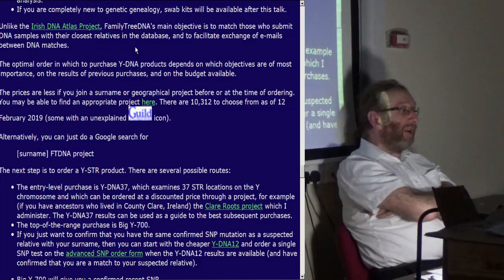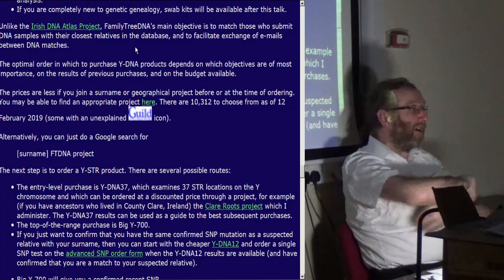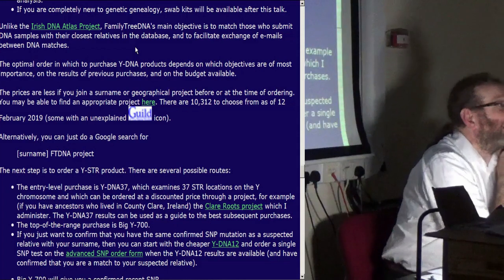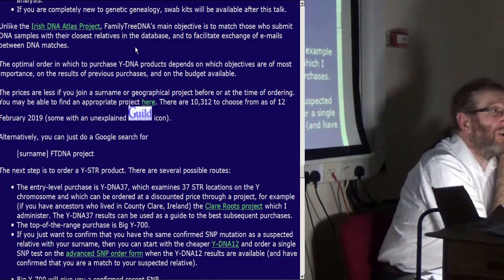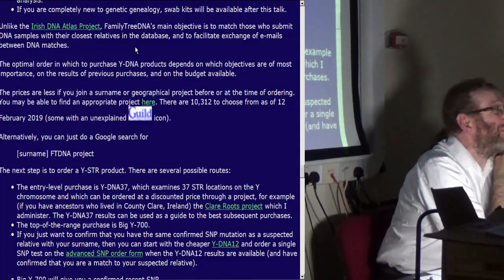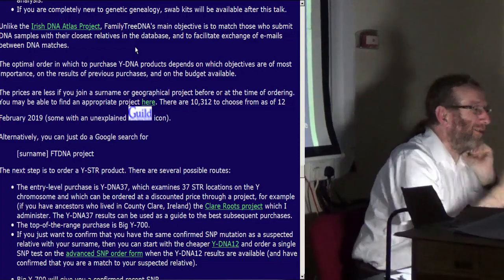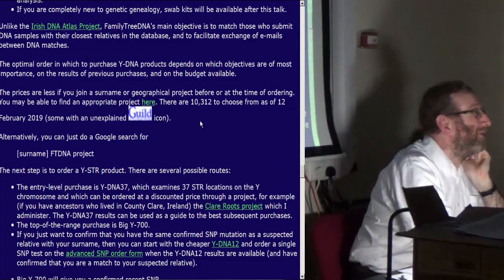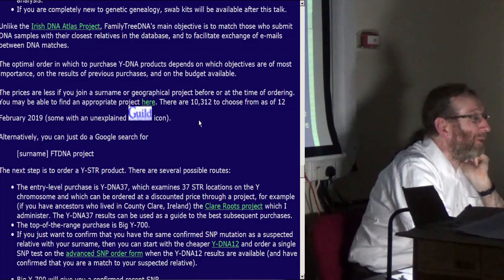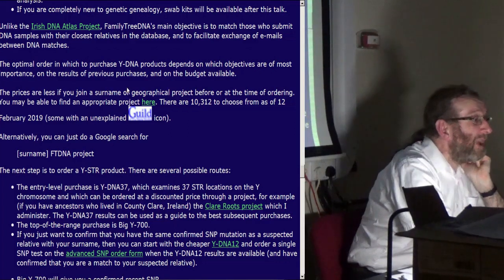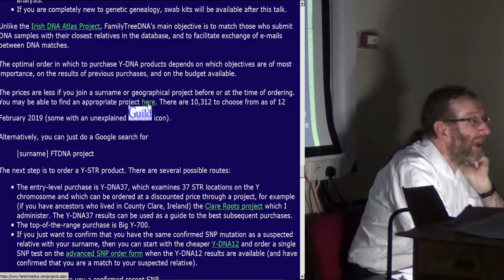So for most people, if you want to do this, you start with the 37 marker STR product and then you decide what to do next. If money is no object, you start with the $649 Big Y700. But you can get more or less the same information for a lot less expenditure if you're judicious with what you spend. So when you start, you get a cheaper price if you go into a project.